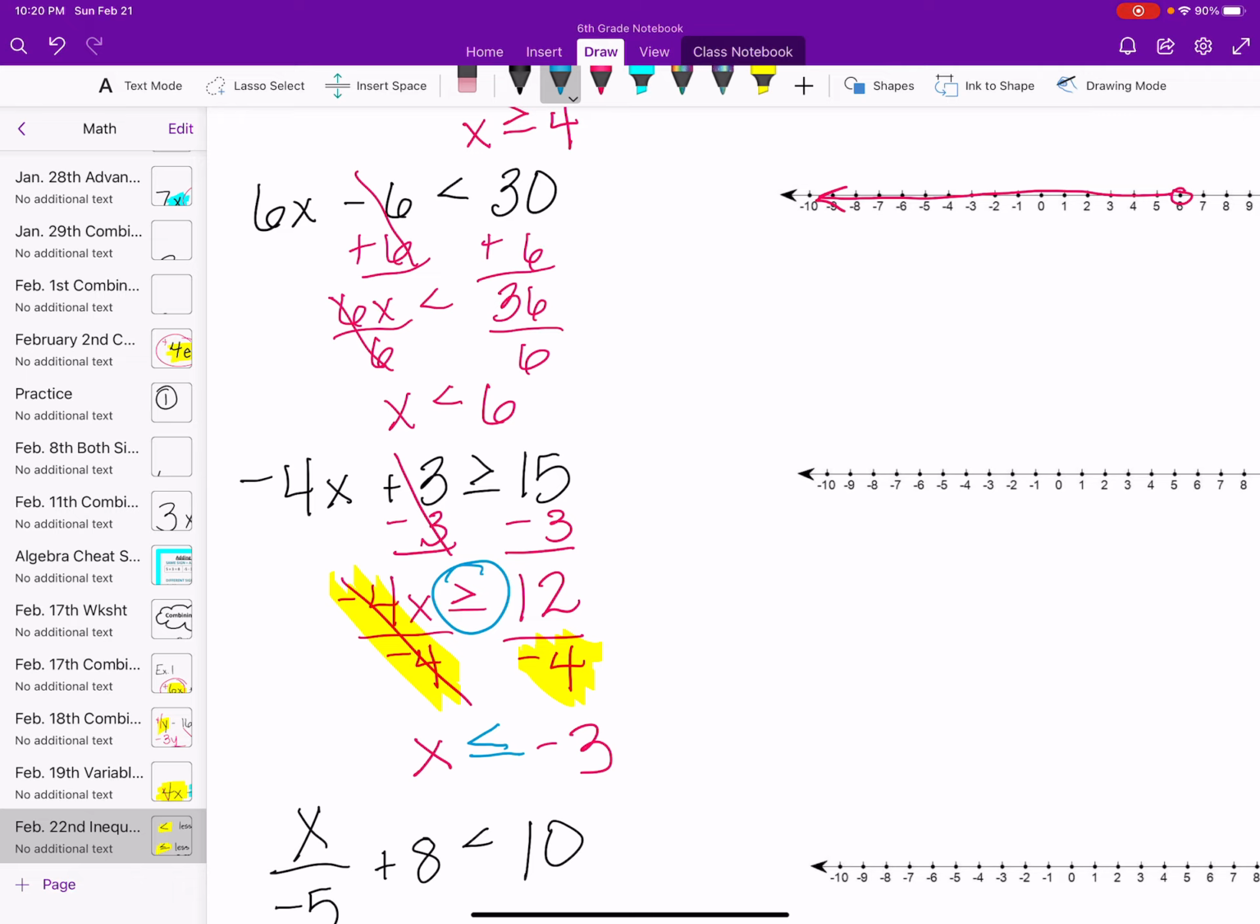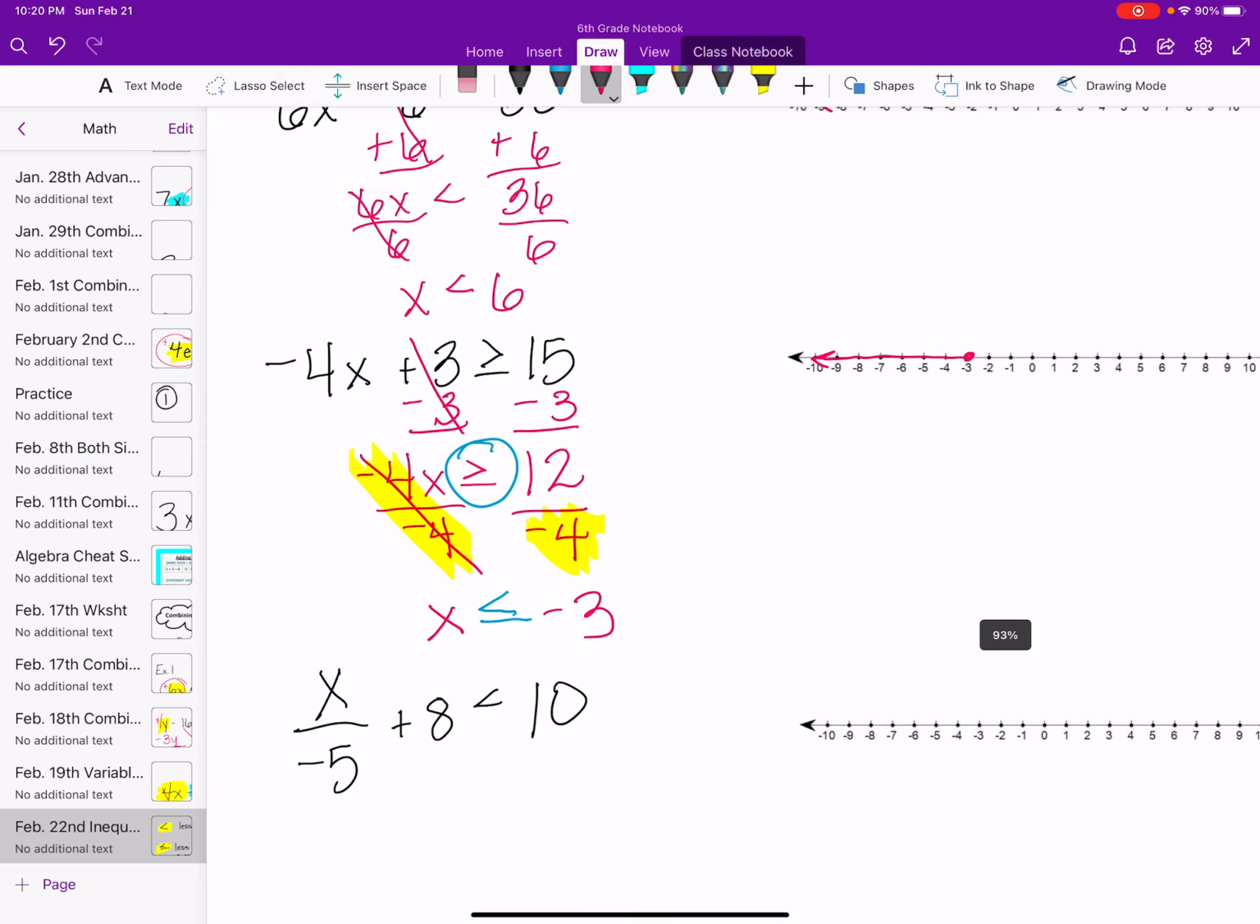Because I'm saying it's less than or equal to, I have the line underneath. That means it's a closed circle at -3. And it has to be less than that or equal to it. And so I'm going to draw an arrow to the left where my numbers are less than -3.